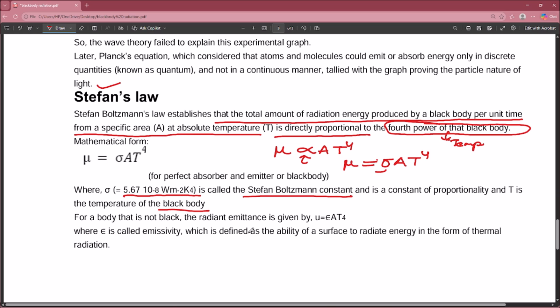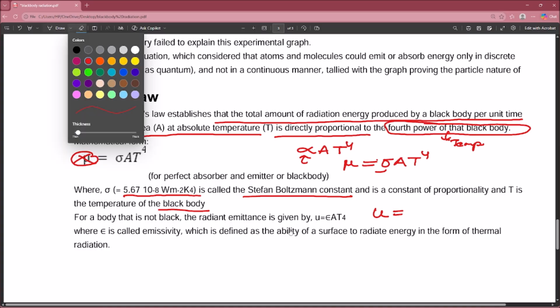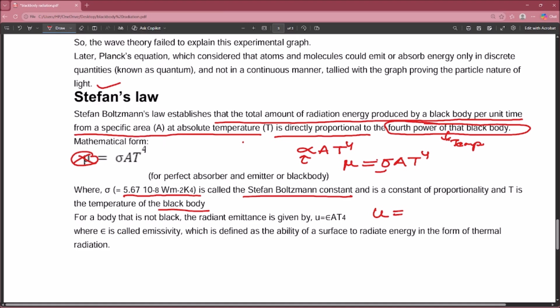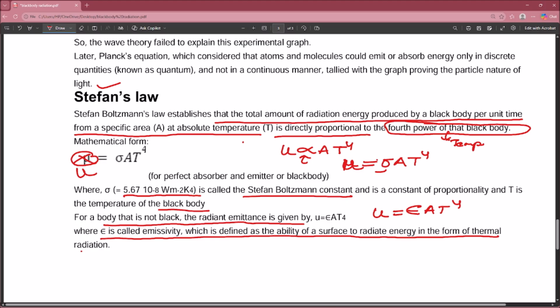For a body that is not black, the radiation emission is given by U is equal to ε A T^4. In some cases energy is written as μ, and in some cases as U, so we will also use U. For a body that is not a black body, the radiant emitted energy is given by U equals ε A T^4, where ε is the emissivity, defined as the ability of a surface to radiate energy in the form of thermal radiation.